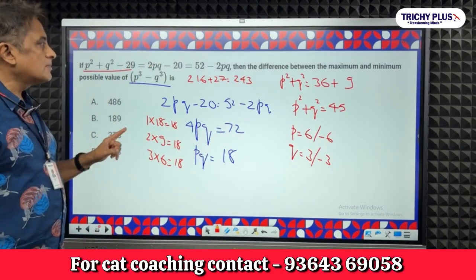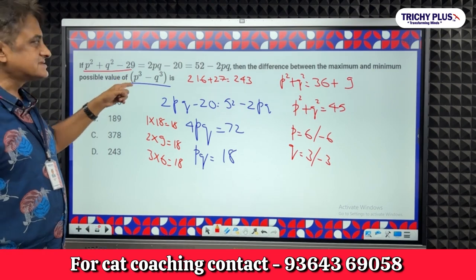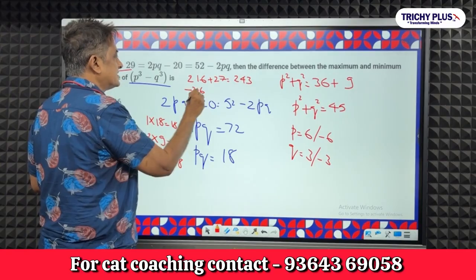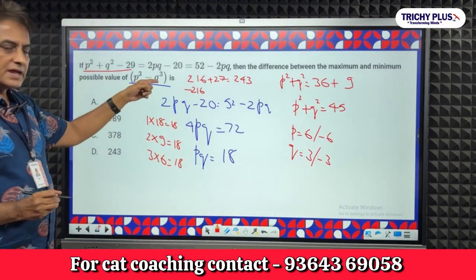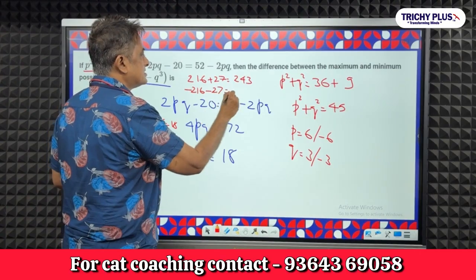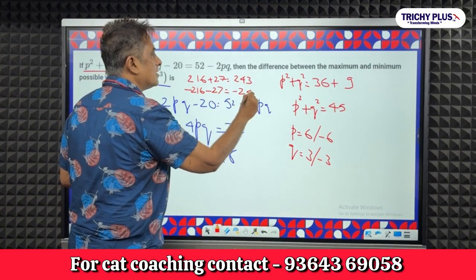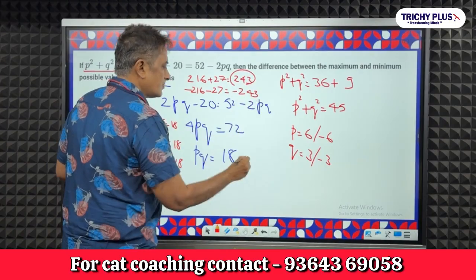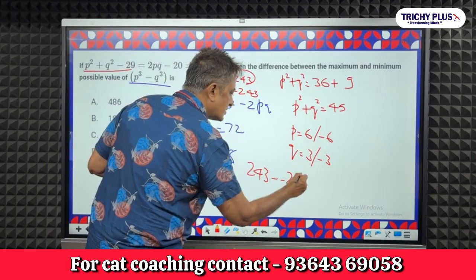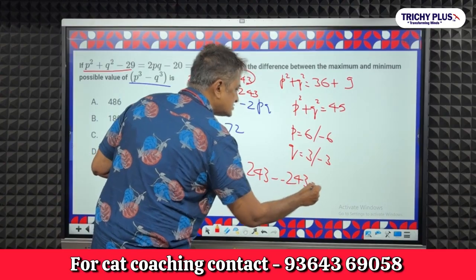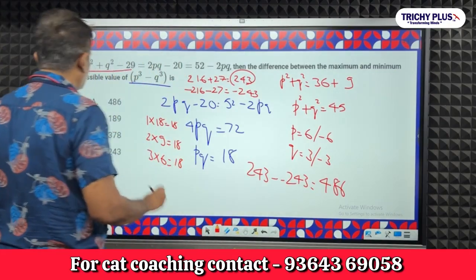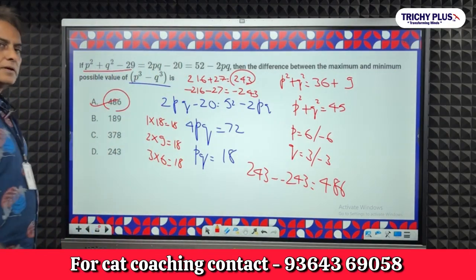What can be the minimum value? I take p as minus 6, then p cube is minus 216. And I take q as plus 3, I'll get minus 27 here. So this is going to be the minimum value. The maximum value is 243, the minimum value is minus 243. The difference between them is going to be 486. We have 486 here, perfect. Got the answer.